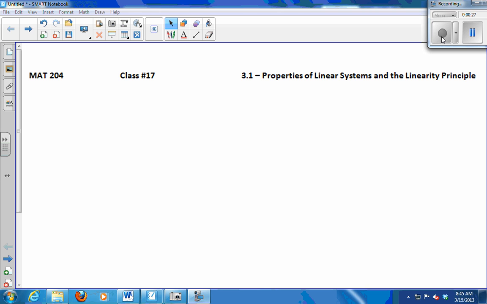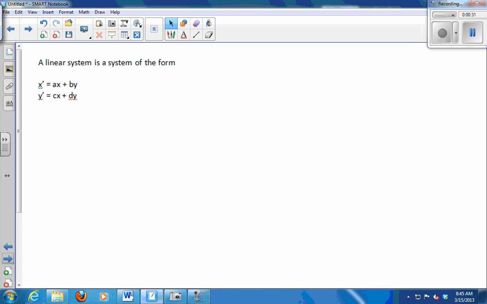linear systems. Okay, so a linear system of differential equations has the form x prime is ax plus by and y prime is cx plus dy. So there are two linear differential equations. A, b, and c are all constants.